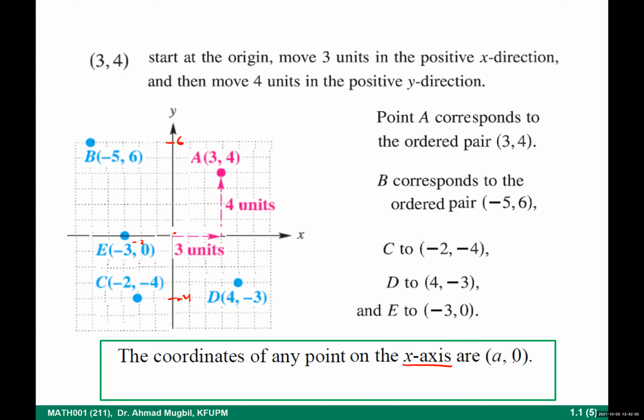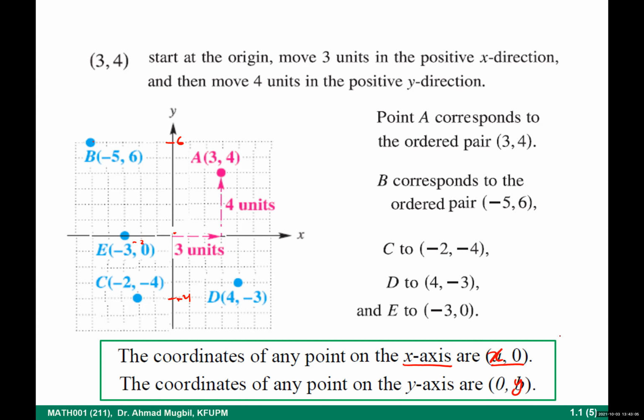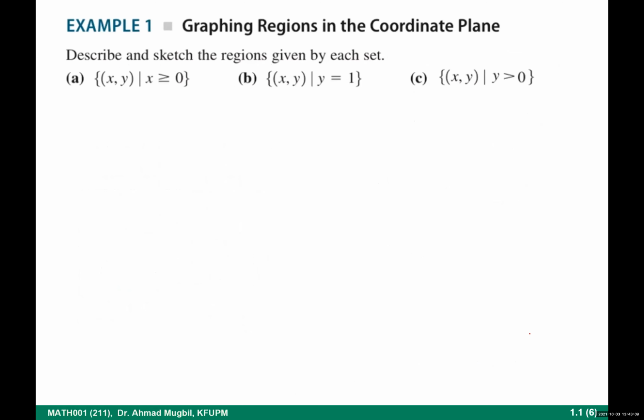Each point on the x-axis, its coordinates will be what, a and? Each point on the y-axis, its coordinate will be 0 and? And you can also use x and 0, 0 and y. It's okay. It means that any a and b could be any real number. How to describe and sketch the regions by using the xy plane?